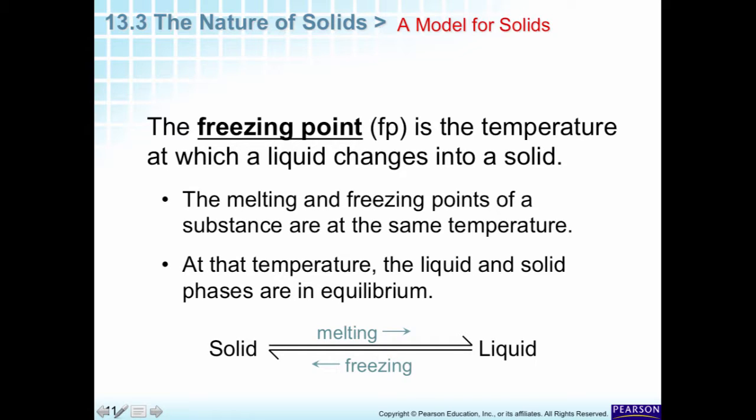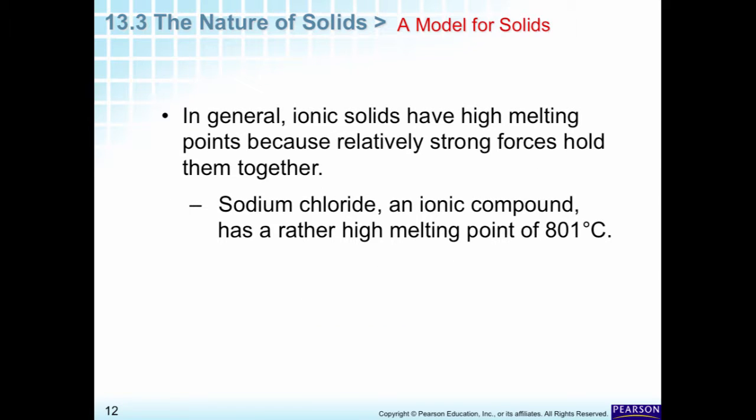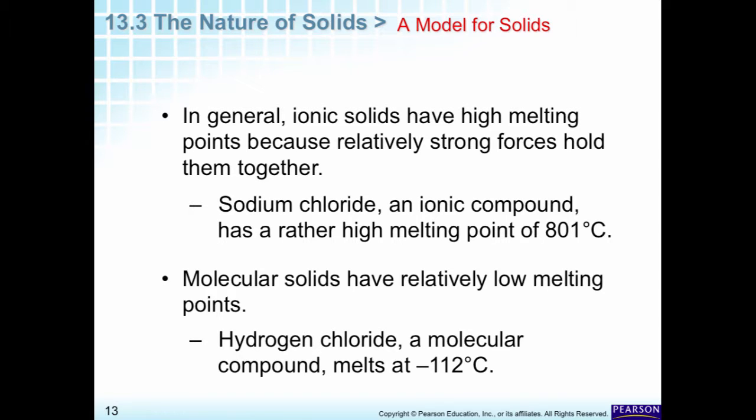All right, so this slide is basically saying what we're saying. Melting is when a solid goes to liquid. Freezing is when a liquid goes to solid. Now, we've talked about this. Ionic solids have a very, very high melting point. For instance, sodium chloride's melting point is at 801 degrees C, whereas something that's covalently bonded has a much lower temperature. So hydrogen chloride would melt at, or actually minus 112 degrees C, it's a liquid.